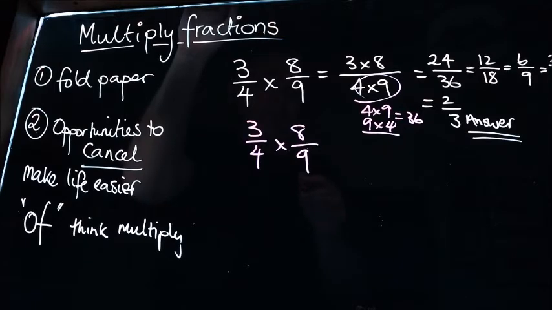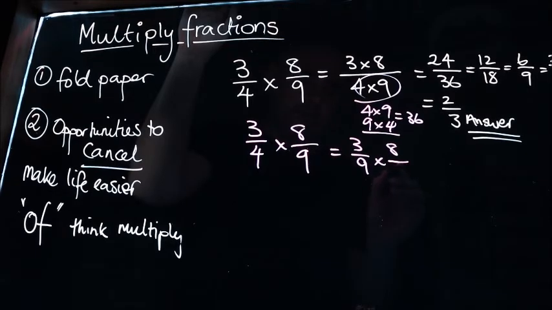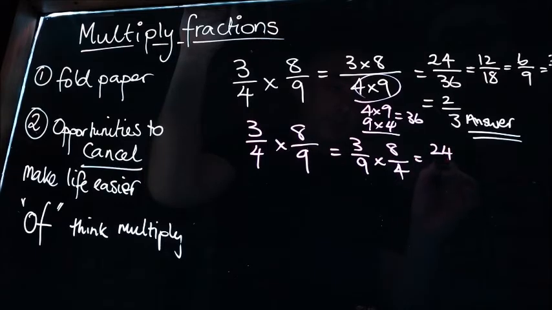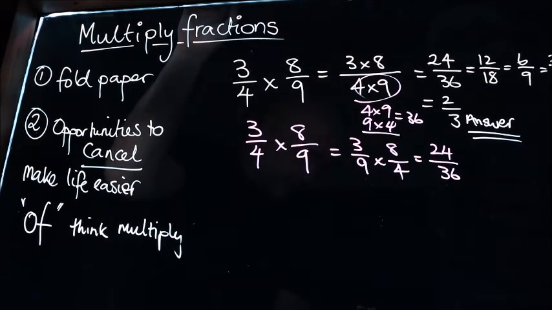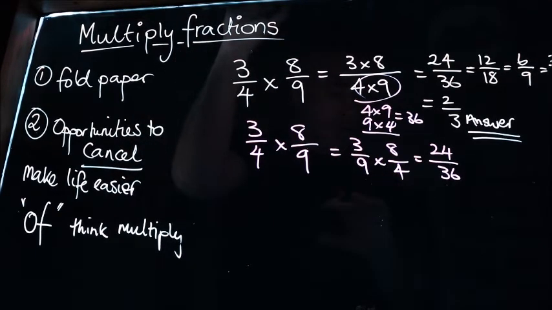So I'm looking at these fractions, and perhaps it might be easier if I write what I've got here as 3/9 times 8/4. Okay, the answer there is still 24/36, and we can cancel down to get our final answer of 2/3. All right, but that's not the reason why I did that, because you can swap the denominators and the numerators around. As long as you've got a multiply sign here, that's all okay.